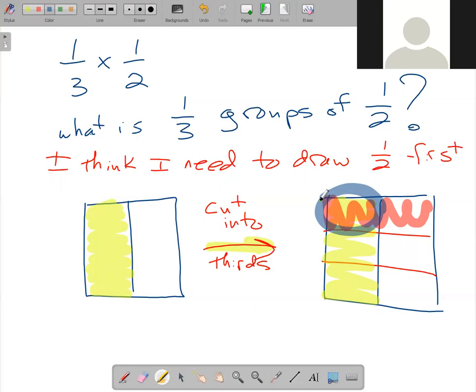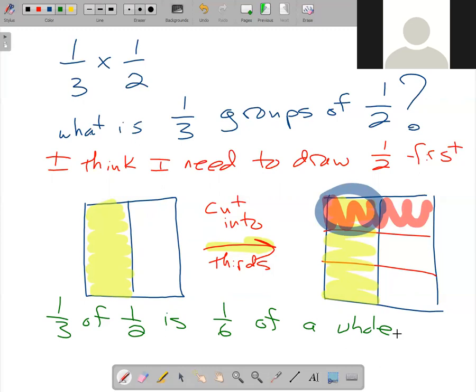So 1/3 of a half is what part of a whole? A sixth. 1/6 of a whole. Yeah, that's what this picture is leading me to believe. 1/3 of 1/2 is 1/6 of a whole.